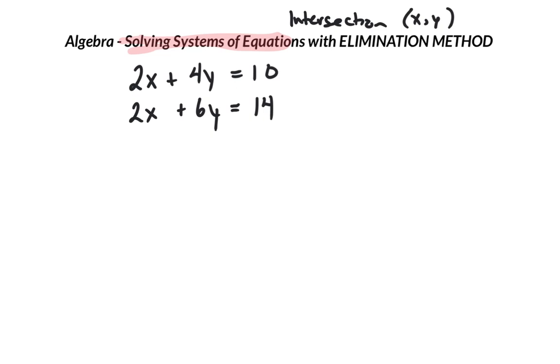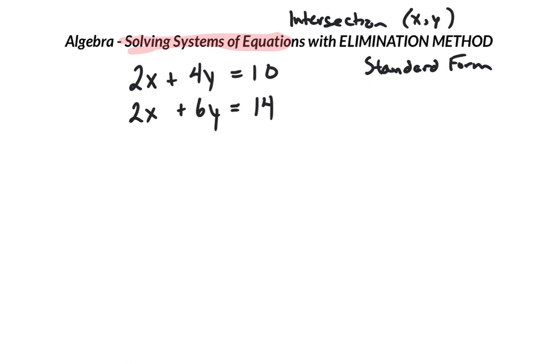Now, the elimination method, to me, works best when our equations are given in standard form. Standard form for lines means that both x and y are on the same side of the equal sign. This works really well for word problems. These types of problems are really, really common when you add context. You know, I sold 2 of this and 4 of this and I made $10. I sold 2 of this and 6 of this and I made 14. How much of each did I sell? So it works really well for that.